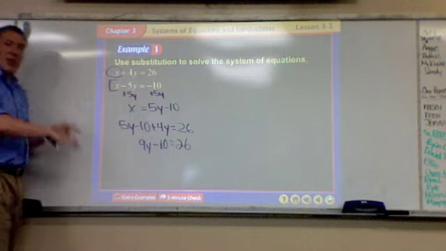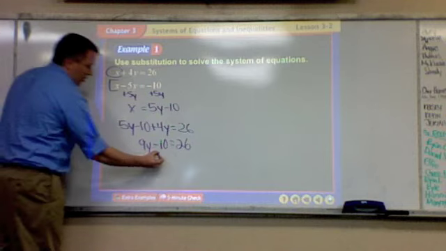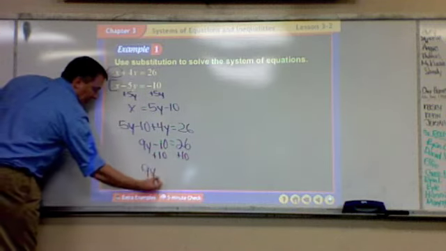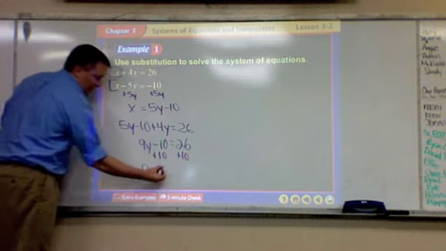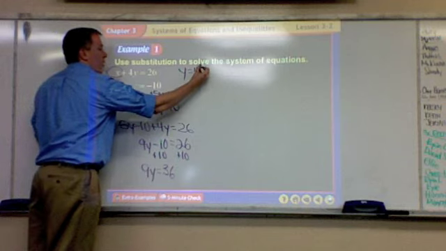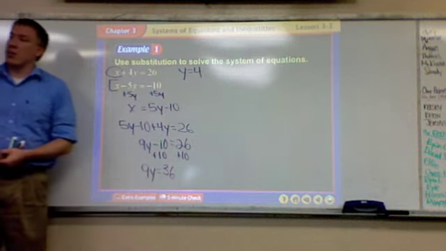So when I want to move the 10 over, that's when I add. I do the opposite. It's only when you move to the other side that you have to do that. So 9y is equal to, what's 26 plus 10? 36. Divide that by 9, y would equal 4. So if y equals 4, how do I find out what x is?